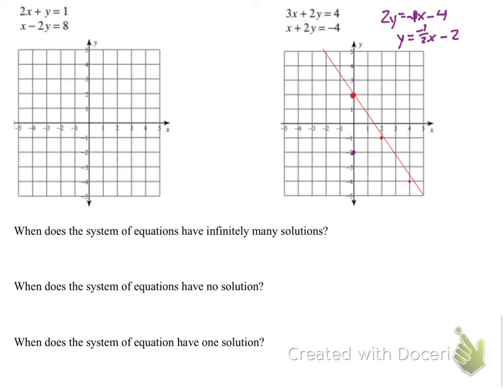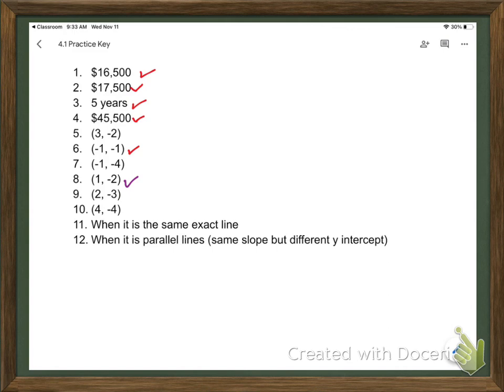And then my slope is -1 over 2. Down 1, and look at that, over 2. So we know where they meet, but still draw your line. And they meet at (4, -4). So my answer is (4, -4).